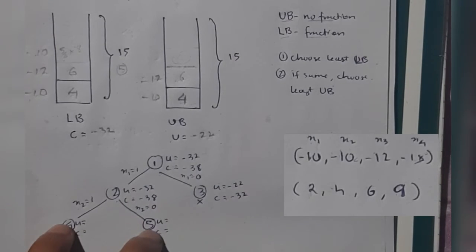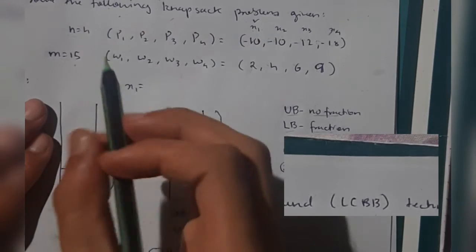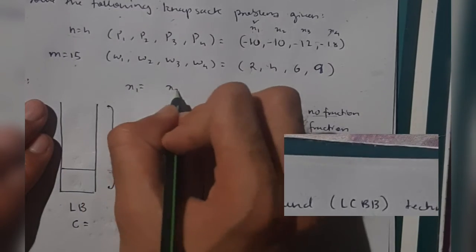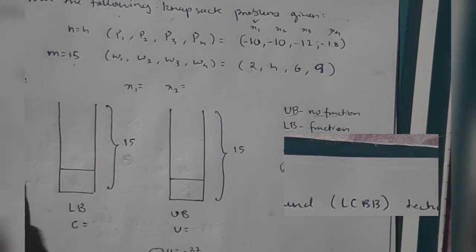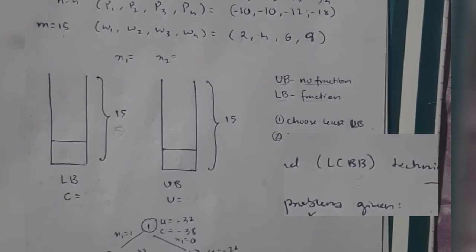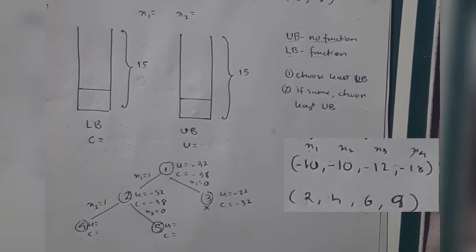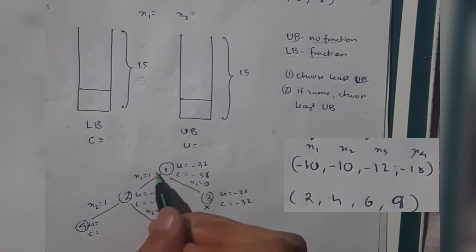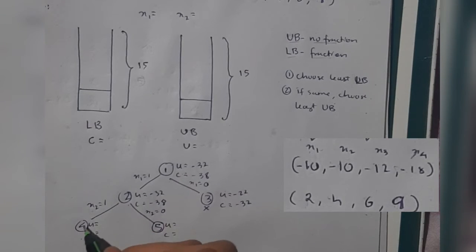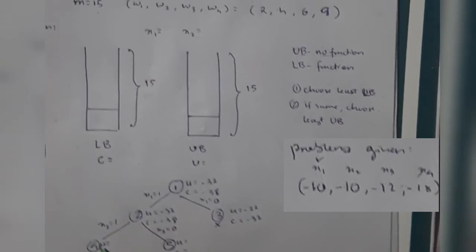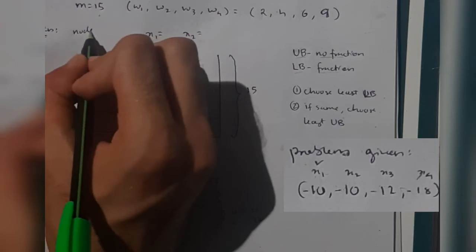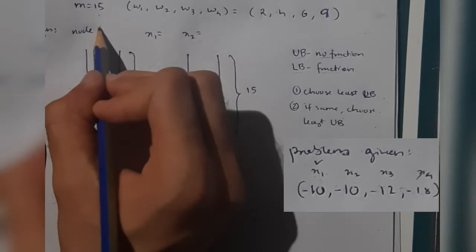Let's see which will give us more profit. Since x2 is included, we'll be marking an x2 space here, so we'll be writing whether x2 is included or not. The first possibility is x1 as 1, x2 as 1 for this one, node 4. So we'll be writing the node number also here.